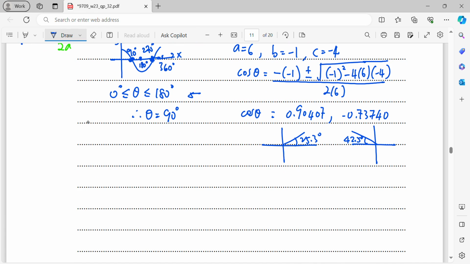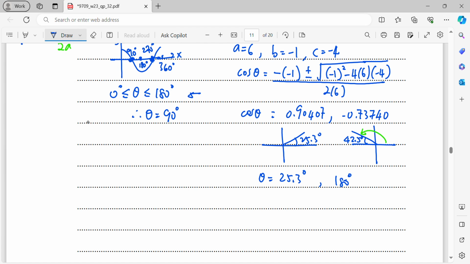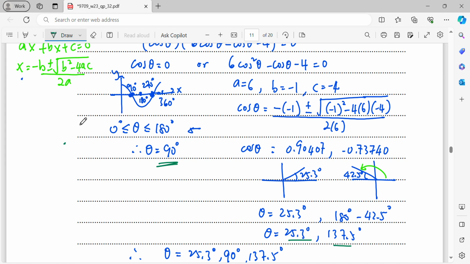Okay, so that means the first angle, just rewrite 25.3, and the second angle is basically this green color, which means you will get 180 degrees minus 42.5 degrees. Then I will get 25.3, and another one is 137.5 degrees. So my final answer for this whole question is going to be 25.3 degrees, 90 degrees, and 137.5 degrees. Okay, so these are the three. So done for this question.